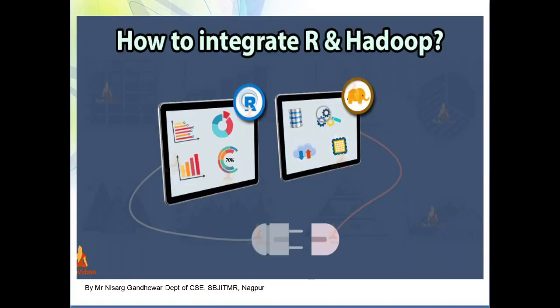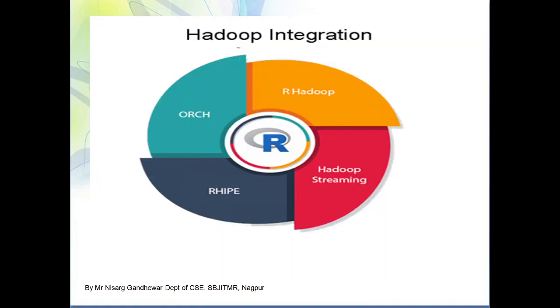Next is how to integrate R with Hadoop. There are 4 ways to integrate R with Hadoop. A very famous way is RHadoop. Another way is Hadoop streaming. The third way is the use of RHIPE, and the last way is ORCH. These are the 4 ways through which you can integrate R with Hadoop, and one by one we will discuss all of them.